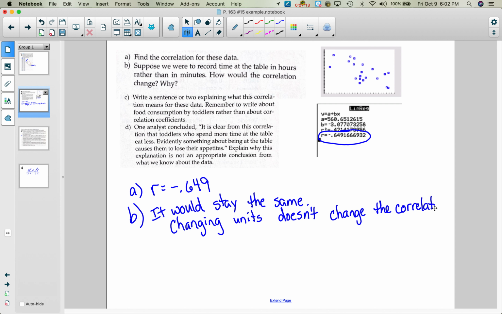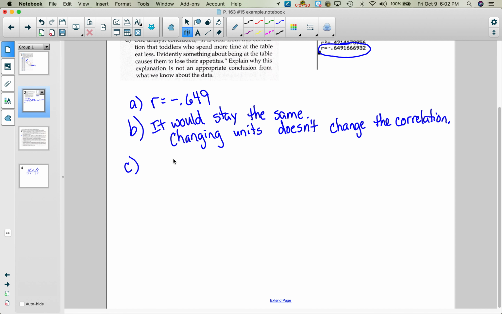Okay, so part C. Write a sentence or two explaining what this correlation means for these data. Remember to write about food consumption by toddlers rather than about correlation coefficients. So when you write this, what do we know about it? Well, we need to say how strong it is. We need to talk about the direction, form, and strength.